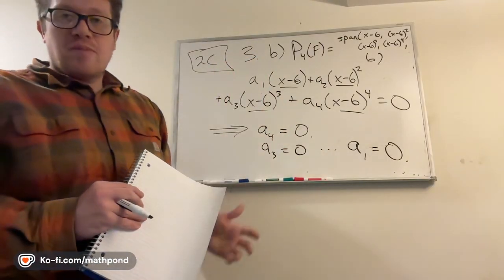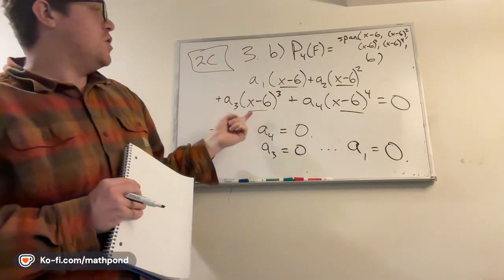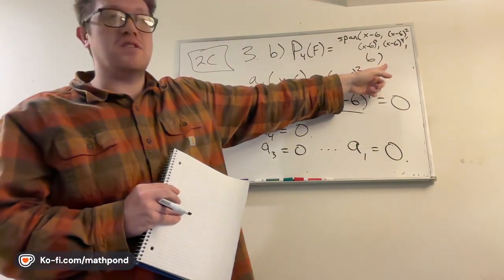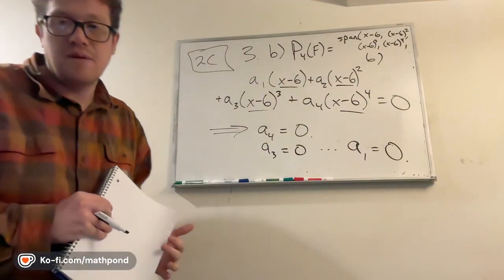And now the last part says, okay, now we want to write P4 as a direct sum of U, which was spanned by these 4 vectors, and some other space. And the other space is just going to be the span of the vector we added.